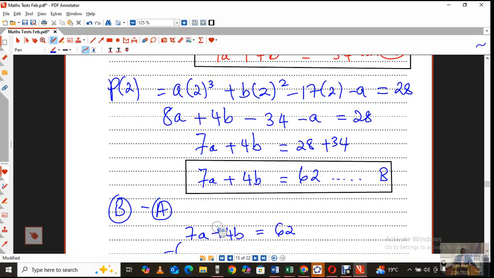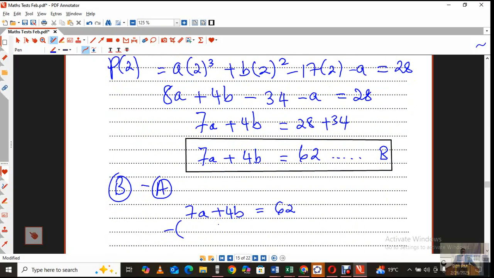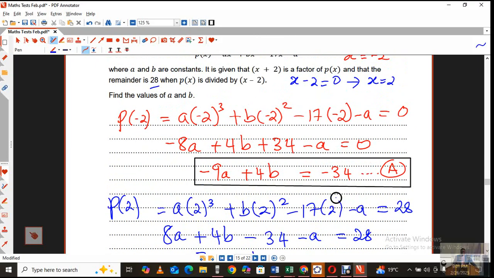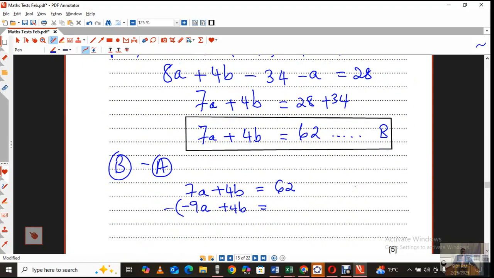What is equation a again? Let's go back. It's minus 9a plus 4b, which is equal to minus 34. So minus 34. When you are subtracting here, these two become a plus, so this is going to be the same. Let's bring a line there so we can make our division quite nicely. So this is going to be 16a. Very importantly, this eliminates 4b minus 4b, which is nothing.